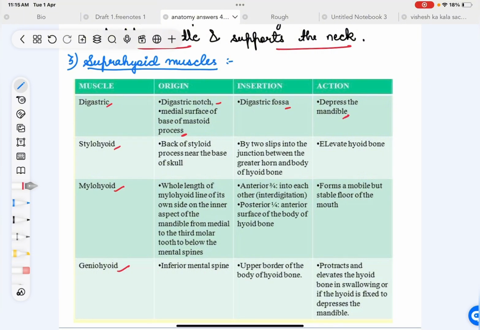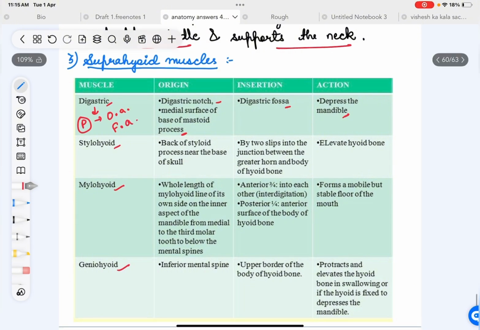If we talk about the blood supply of digastric muscle, its posterior part is supplied by the occipital artery, while overall the digastric muscle is supplied by the facial artery as well. The second muscle is the stylohyoid. Its origin is from the back of the styloid process near the base of the skull. Its insertion is by two slips into the junction between the greater horn and the body of the hyoid bone. Action, it elevates the hyoid bone, and its blood supply is the facial artery.